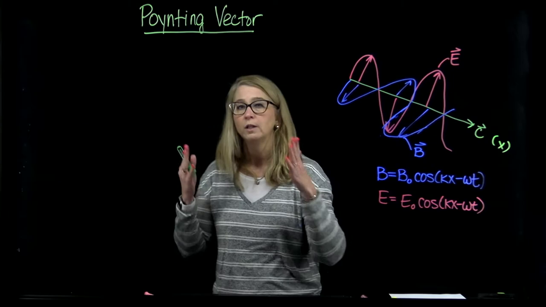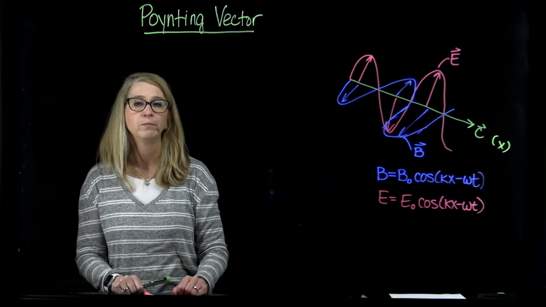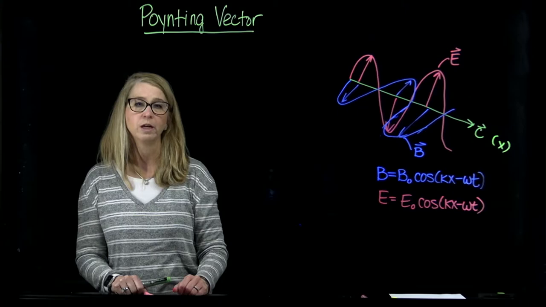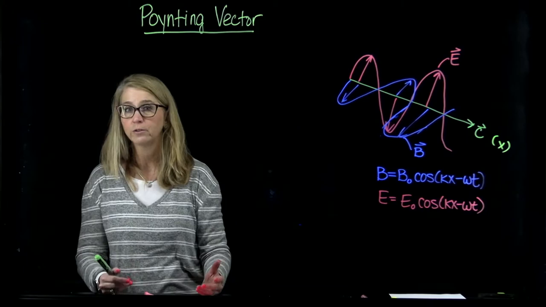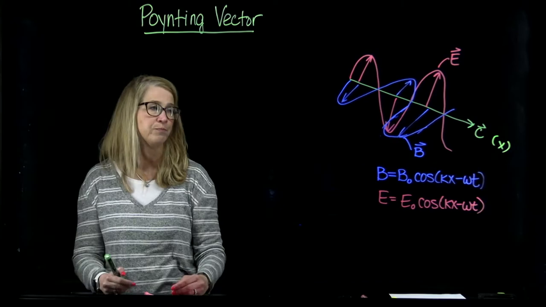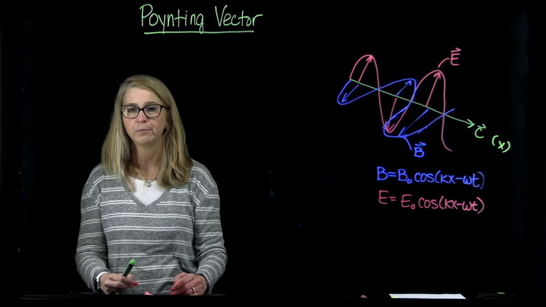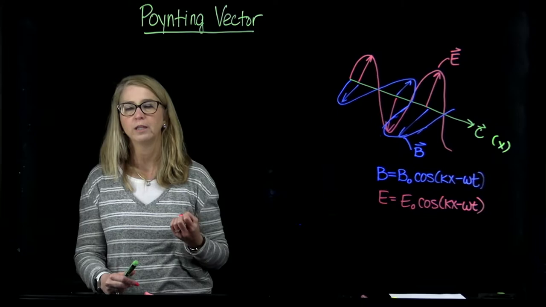So, the Poynting vector. Why do I want to talk about the Poynting vector? Well, the Poynting vector is important in certain applications because when we talk about electromagnetic waves, which are light, so sometimes I'll say light because electromagnetic waves is a lot to say. But anyway, as they travel through space, they're carrying energy. And that energy is contained in both the electric field and the magnetic field.